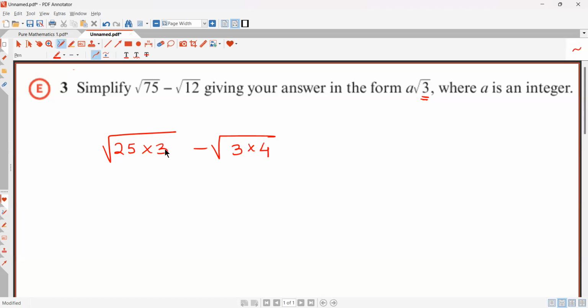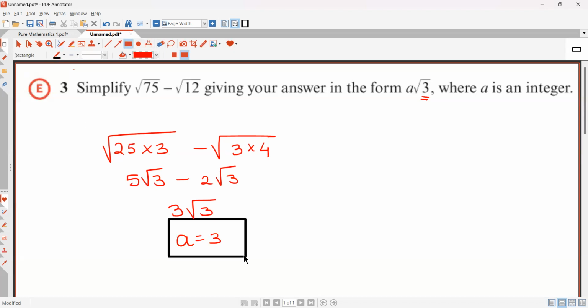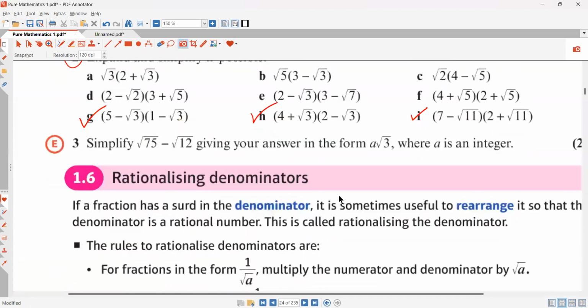Everybody understood this? Now 25, if you bring it outside, it becomes 5 root 3 minus 2 root 3. That's going to be what? 3 root 3. So A will be how much? 3. This is the kind of question they might ask you in the examination. Make sure you write your answer like this. Box it. Keep a box over here. You guys are focusing? Yes? Okay. Now let's go to the next one.